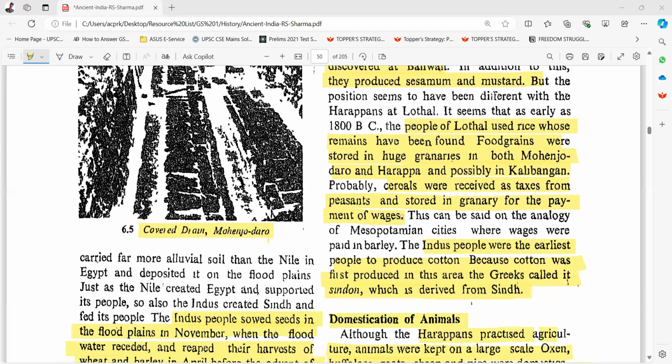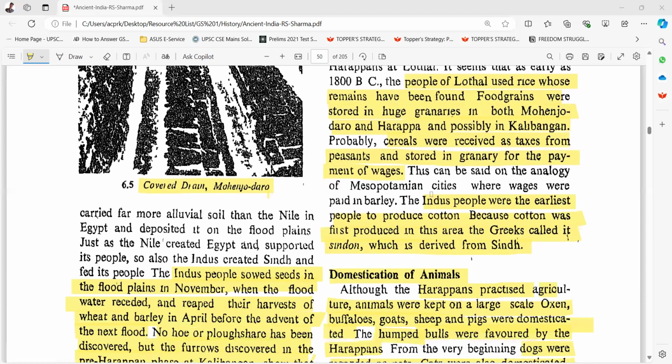This can be said on the analogy of Mesopotamian cities where wages were paid in barley. The Indus people were the earliest people to produce cotton because cotton was first produced in this area. The Greeks called it Sindon, which is derived from Sindh. Domestication of animals.